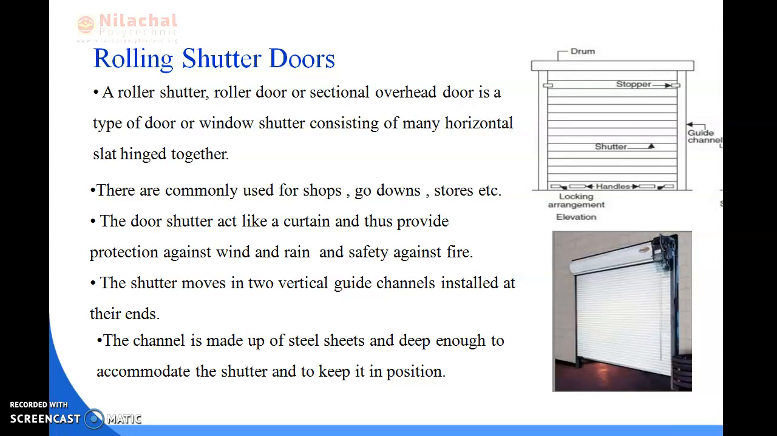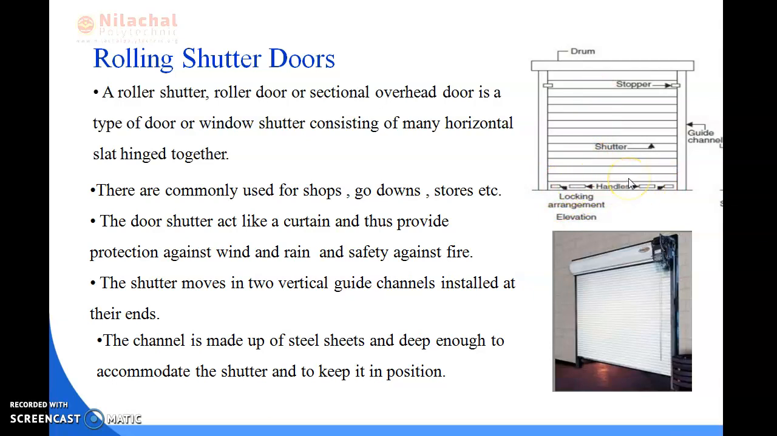So next we will be reading about rolling shutter doors. You have seen them in shops, where rolling shutter doors have been placed. You can see the images of the rolling shutter doors. This is a drum, and this is the shutter. This is a locking arrangement, and these two are the handles.